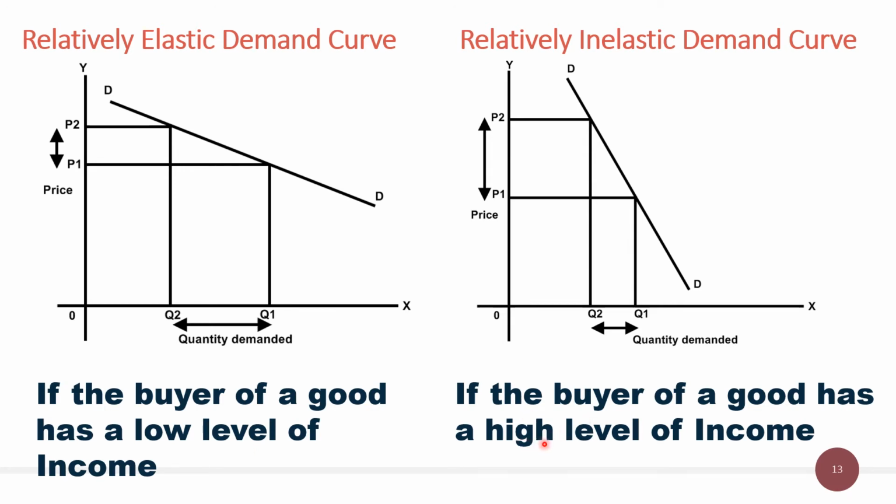Whereas for a person belonging to a high level of income, even if the price changes to a large extent, his demand will not be affected because to him it doesn't make a difference since his level of income is high. So for those people having a high level of income, the demand for goods will be relatively inelastic. A big change in price will not affect their demand much for the simple reason that they have the purchasing power.